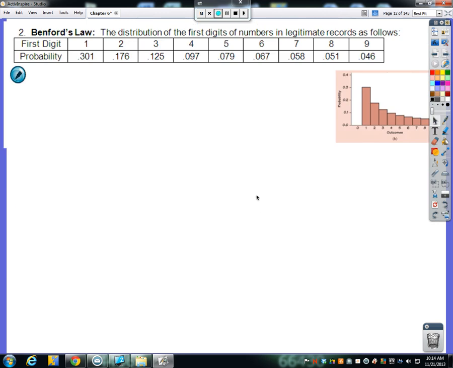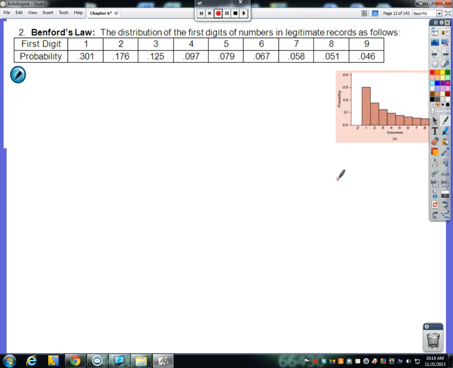So Benford's law, the distribution of the first digits of numbers in legitimate records. Let's say you go to the doctor's office, your name probably has a specific account number tied to it. The probability that your account number begins with a 1 is about 30%, and that it begins with a 2 is 17.6%, all the way down to a 9, which only happens about 4.6% of the time. I'm not making up Benford's law, this is a legitimate thing if you want to look it up to see what it's really about.